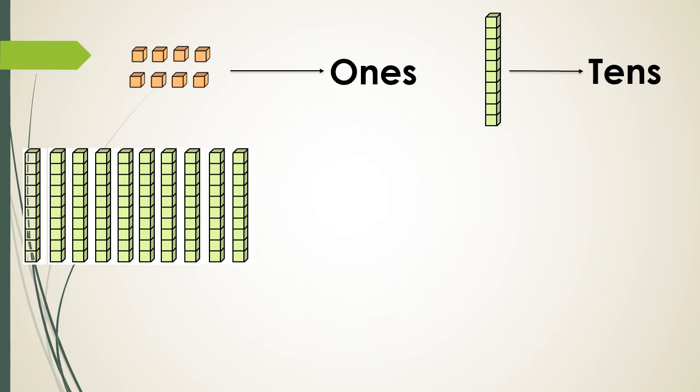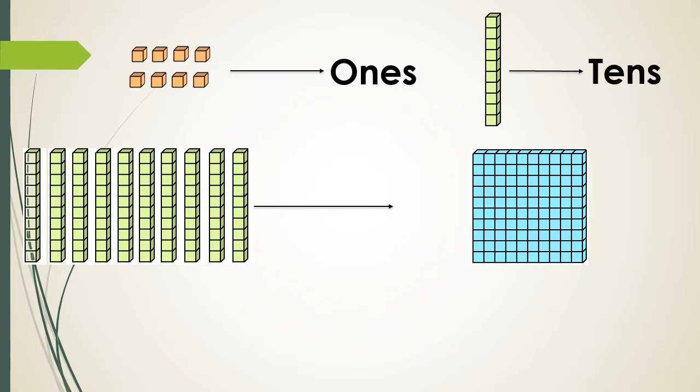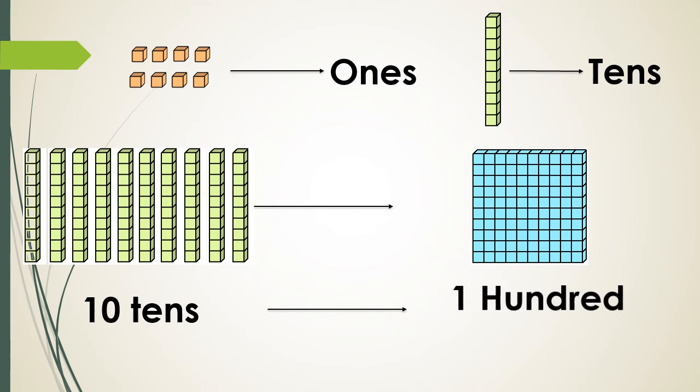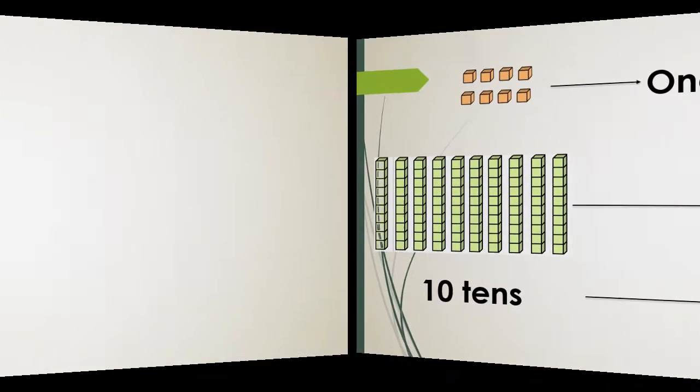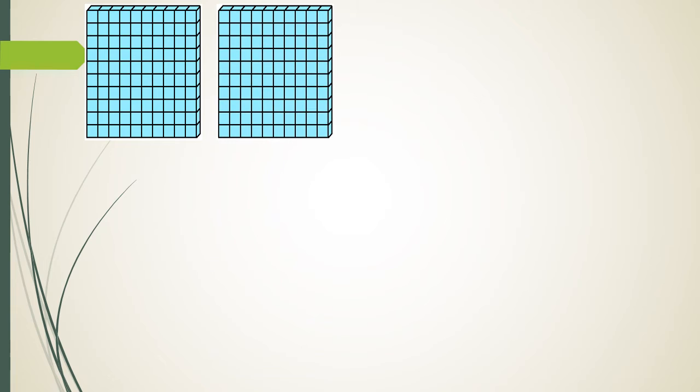If I want to make all of these tens into a group, look, I have one block of 100 cubes. Every 10 tens give me 100 cubes. Look, 10 tens give us 100. Look at this. I have 2 hundreds.